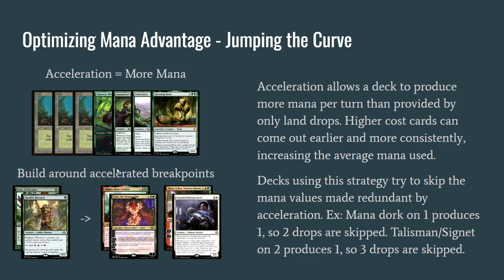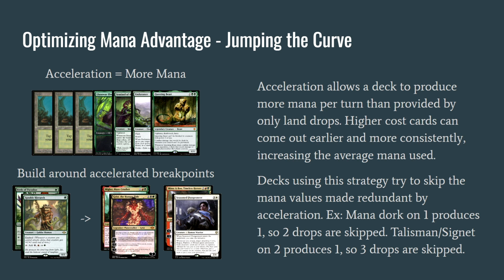And if this were 2 mana, it's still easier to hit the higher thresholds because you have more mana in your deck, even if that mana is part of your 1-drop slot or your 2-drop slot. Decks that are trying to use this strategy try to skip the mana values that are made redundant by the acceleration. So most of the time in this format, you'll see decks with a lot of mana dorks.